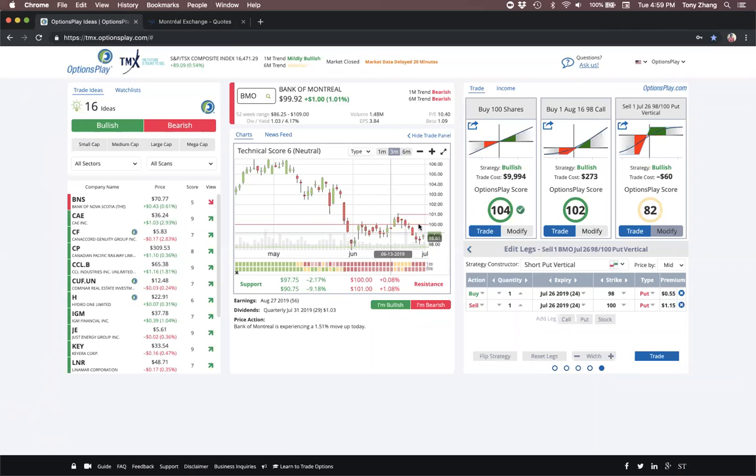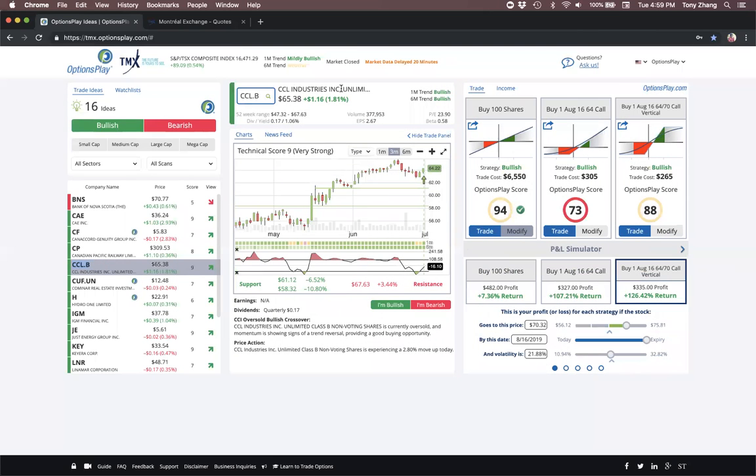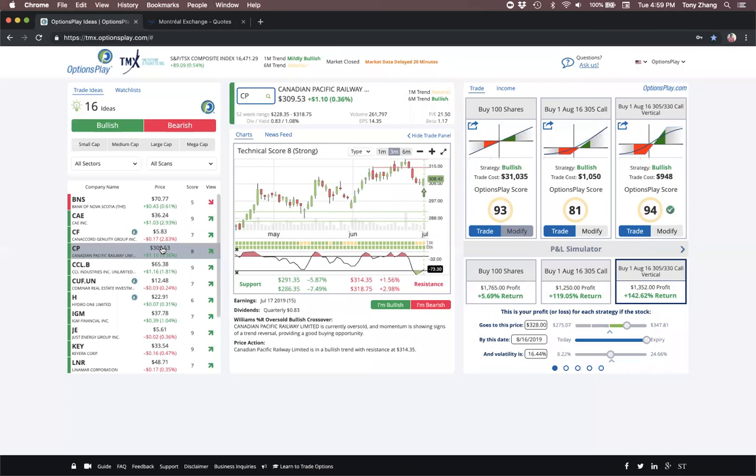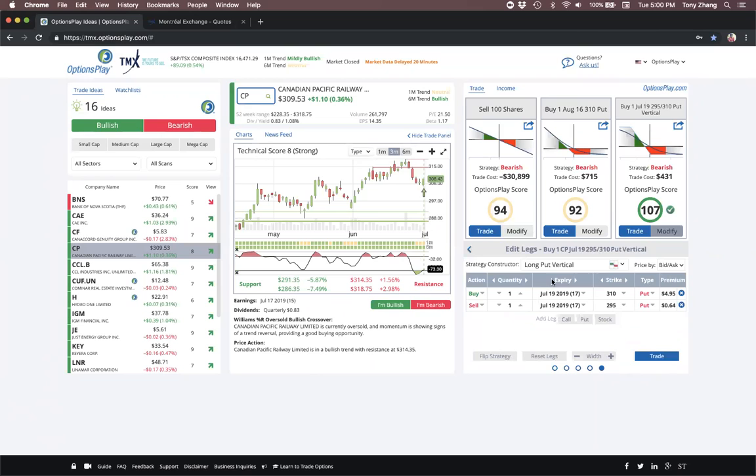You can utilize this for market bottoms such as BMO, and you can also use this for market tops. Like, for example, let me see if I can find a market top. Let's say for some reason I felt that 310 was a high on Canadian Pacific Railway, and I don't think it's going to go much higher. Then I can select that I'm bearish.